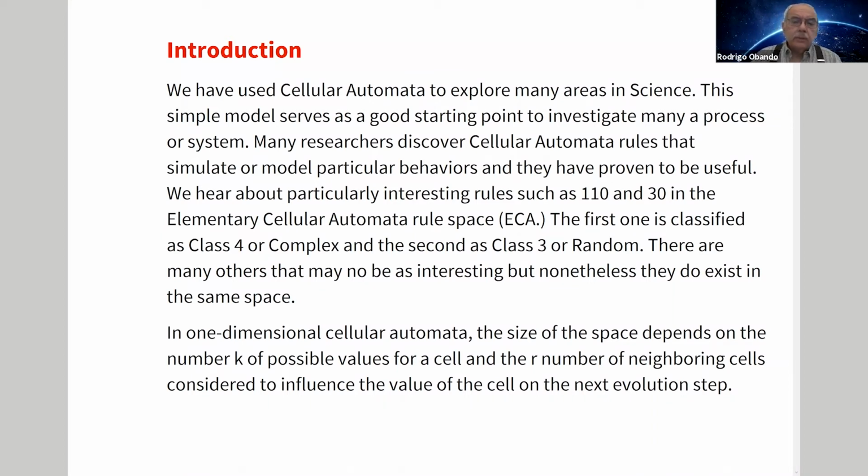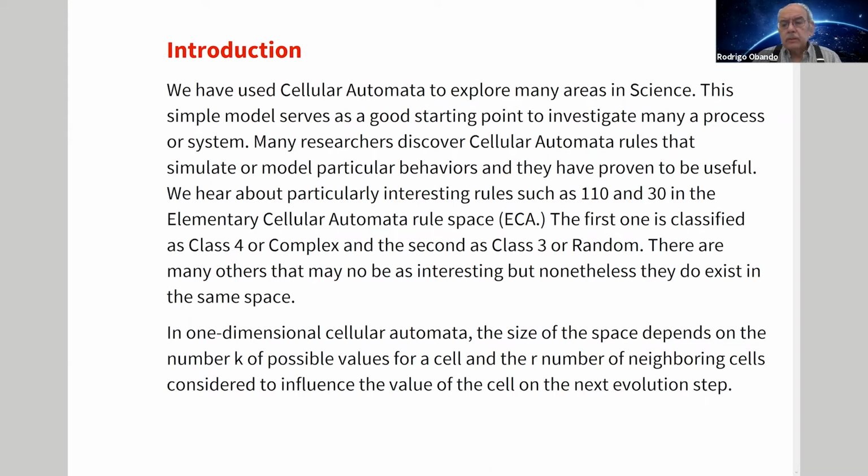The first one is classified as class 4. The second one is classified as class 3. Class 4 is complex. Class 3 is random. We also have class 1 and class 2. These are Wolfram's classifications, and all this has been done for many years. If you actually go back, I think it has been about 75 years since cellular automata were proposed by John von Neumann.